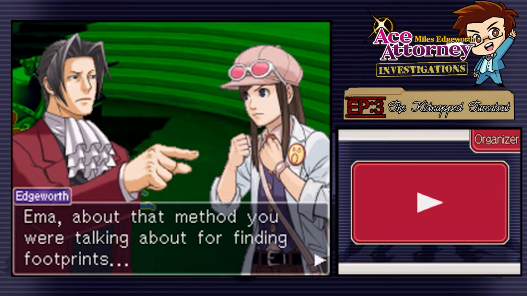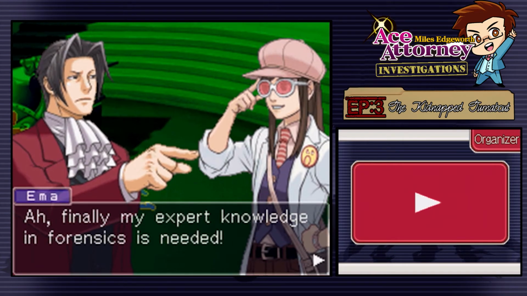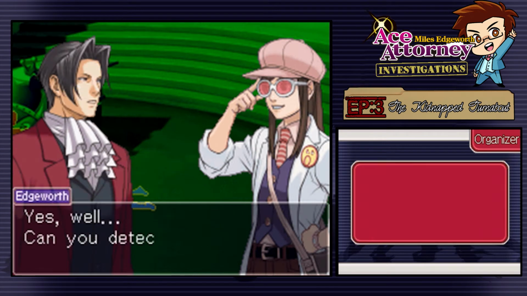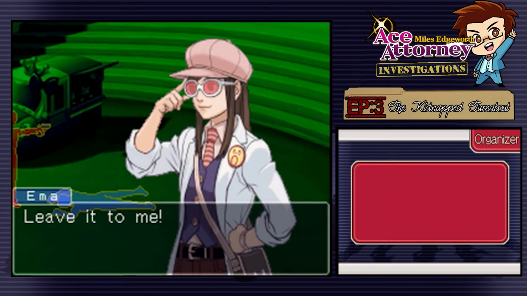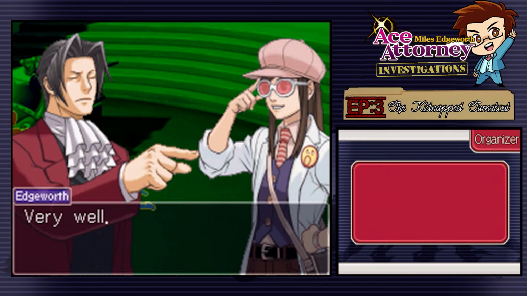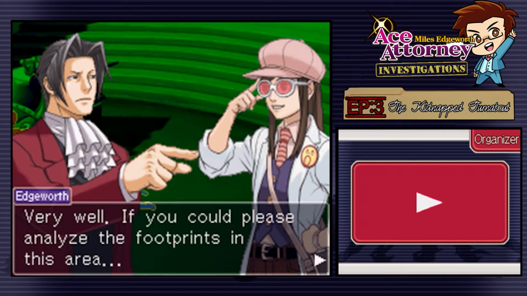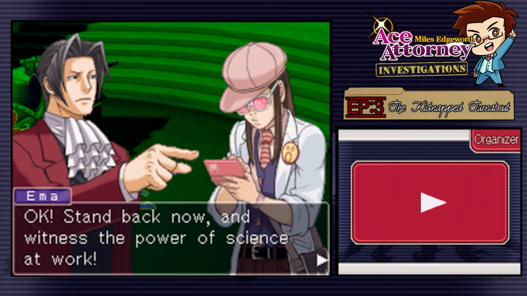Emma, about that method you were talking about for finding footprints. Finally, my expert knowledge in forensics is needed. Yes, well, can you detect and trace even partial footprints? Leave it to me! My cutting-edge detection kit can find anything. Very well. If you could please analyze the footprints in this area. Okay, stand back now and witness the power of science at work.